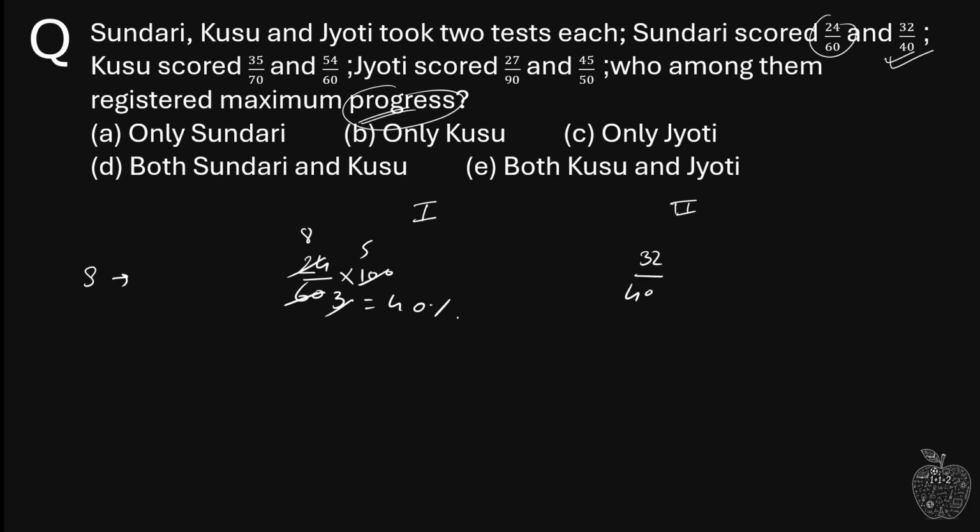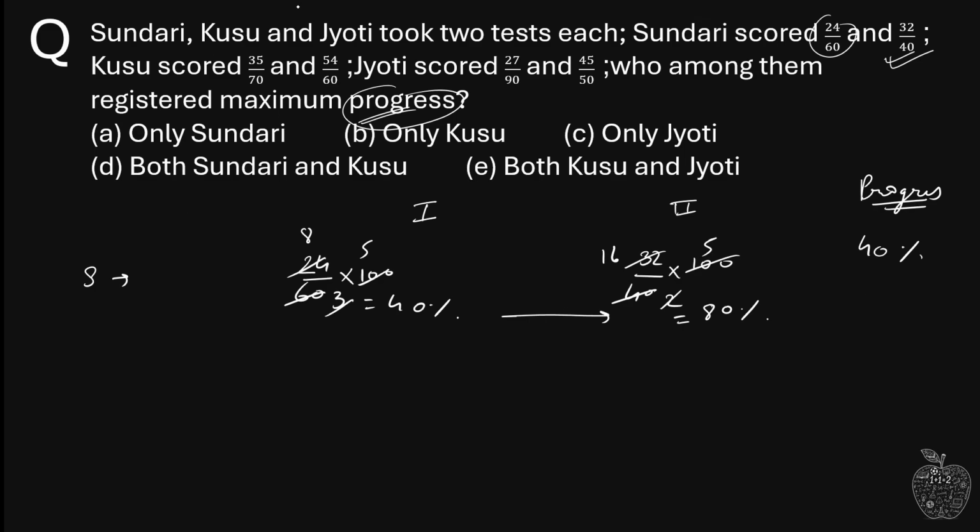Let's convert this into percentage. So we multiply it with 100. 2 2s are 4, 2 5s are 10, 2 1s are 2, 2 6s are 12, and 10 into 8 will give me 80%. Alright. So in progress, she went from 40% to 80%. So here there is a progress of 40%.